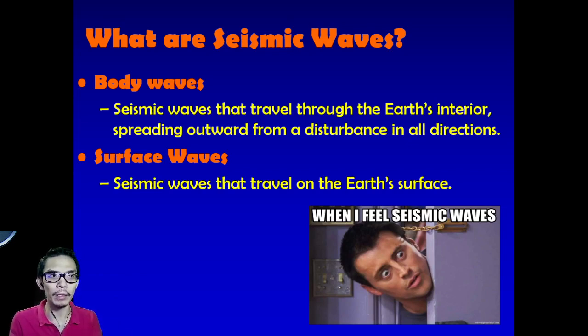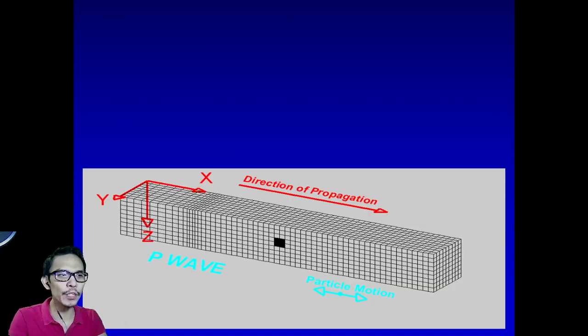And the surface wave, well, from the word itself, surface means these are seismic waves that travel only on the earth's surface. Most of the time, this surface wave causes destruction on any structure above the Earth's surface. Okay, so there are two types of seismic waves, namely body waves and surface waves. All right, so let's start first with the body waves.